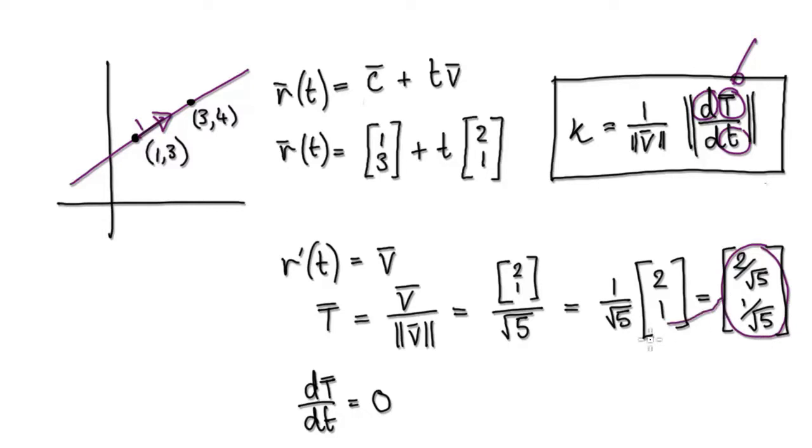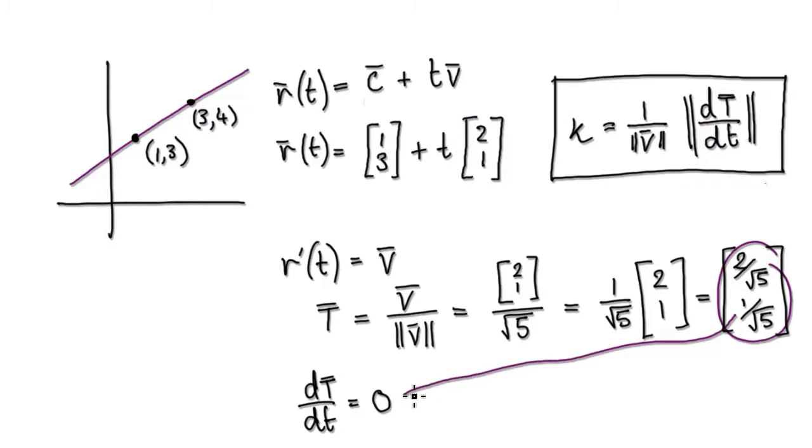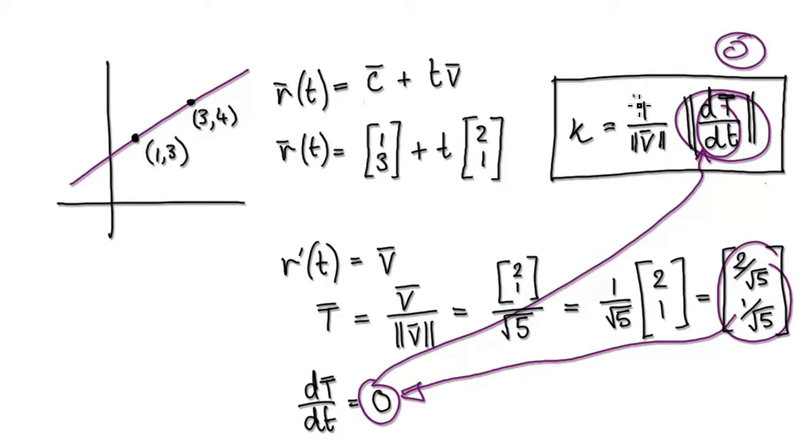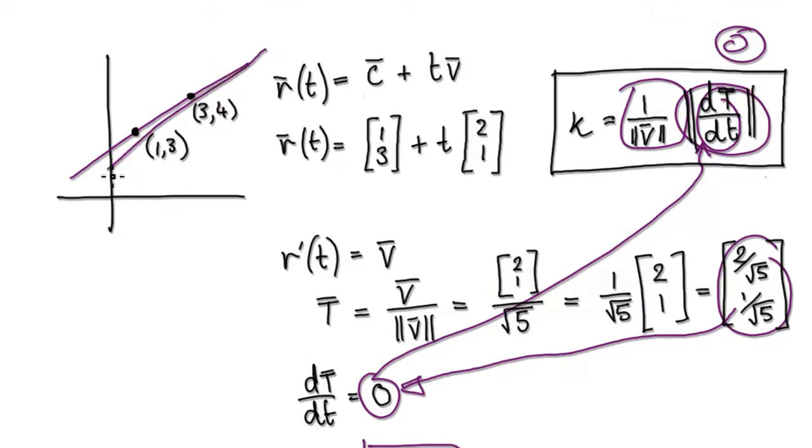When you differentiate this, it will give you 0. Because here, you've got a t, so when you differentiate this, it will be 2, 1 as a vector. Here, there is no t, so when you differentiate this, it will be 0. So this thing here would be 0. The magnitude of 0 is 0. So this whole thing will be 0. 0 times this thing here will be 0. So the curvature kappa is equal to 0. The curvature of this straight line is 0, as you expected.